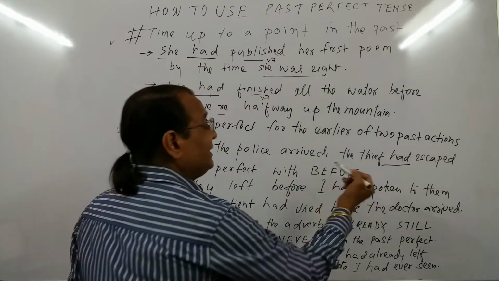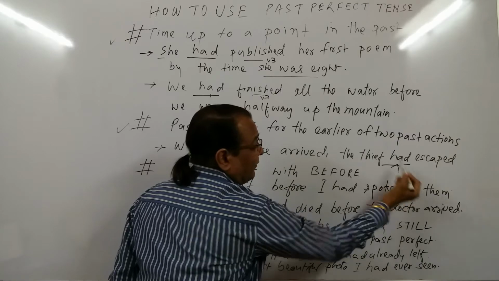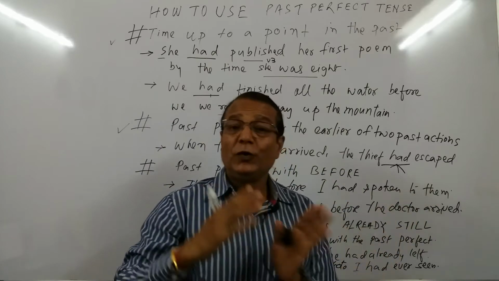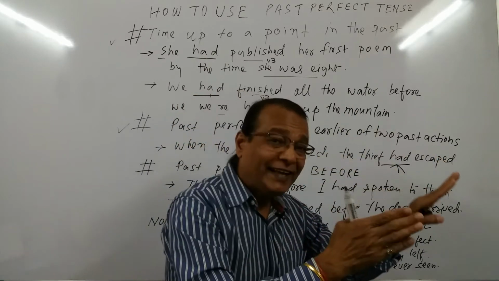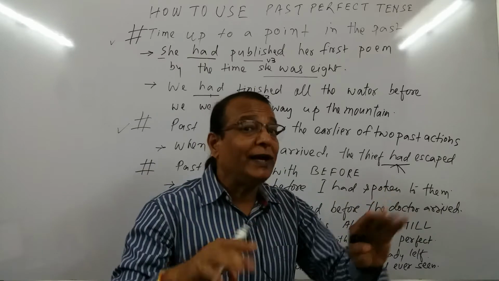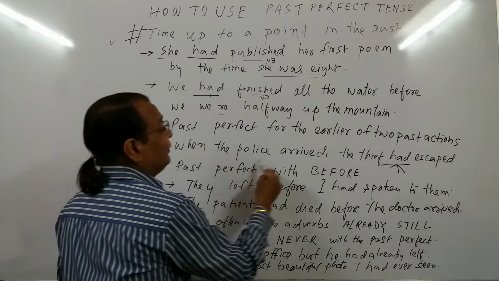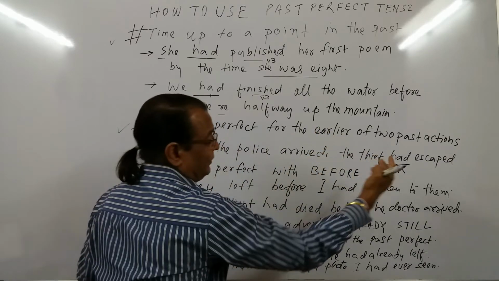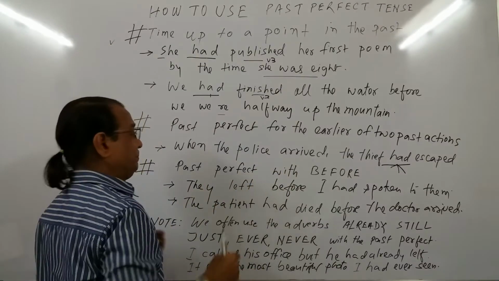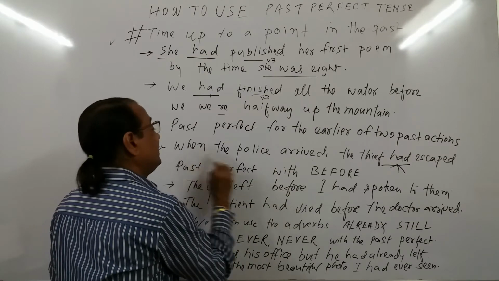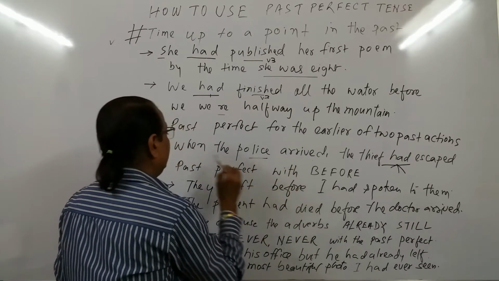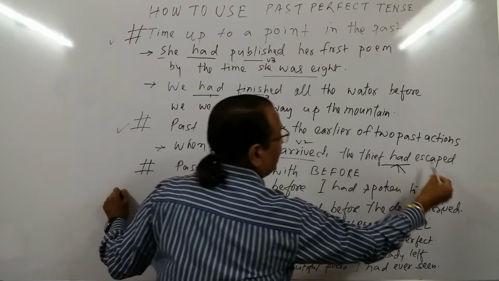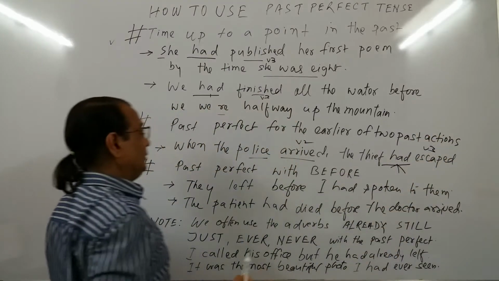Okay, I have written the thief had escaped because this thing happened first. You have to keep in mind when you are talking about two actions in the past, you have to use had with the first action that happened and don't use had with the second action. When the police arrived, you can write in the reverse way also. The thief had escaped when the police arrived. You can change the sequence, no problem. But here you look, I have not used the word had with arrived. When the police arrived, the simple past tense, it is V2. Okay, the thief had escaped. Now this is V3. This is the rule.